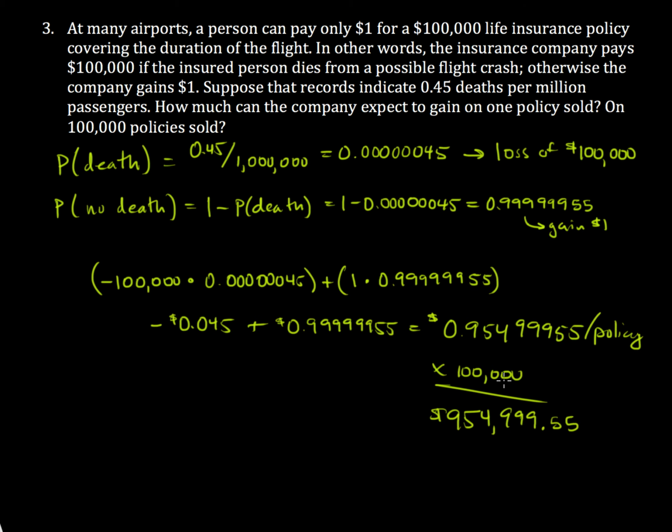Oh, I just noticed that I have a little mistake here. I moved that decimal place one spot too far. So let me just move it back real quick. And actually what they stand to gain on 100,000 policies is $95,499.96 about. Sorry about that. That was incorrect.